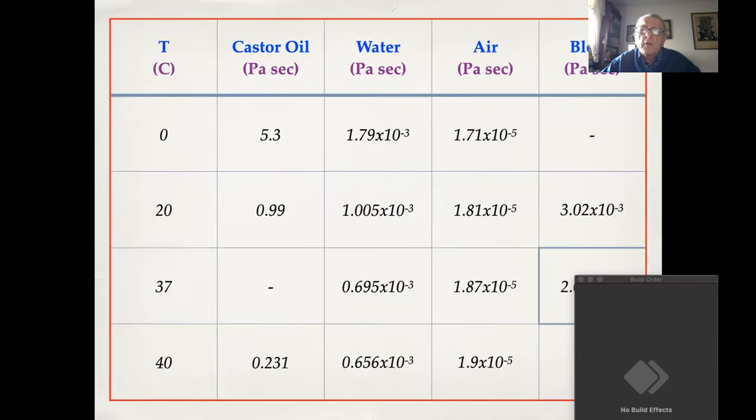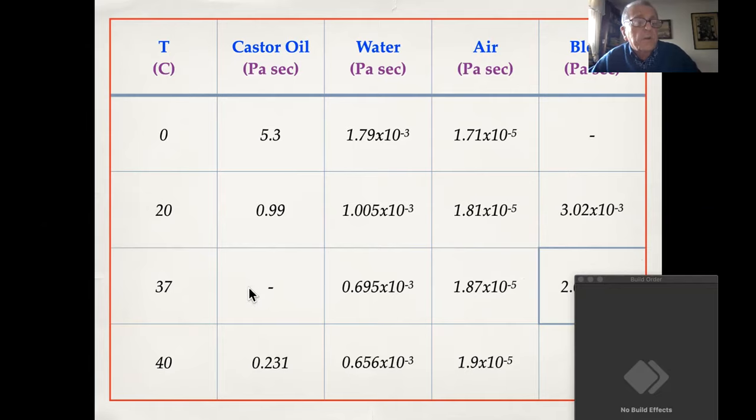This table shows you the values of the viscosity coefficient for different liquids, and they depend on the temperature. So we have here the coefficients for castor oil, water, air, and blood. And as you see, they change with the temperature. For some reason, I didn't have the value of the blood viscosity coefficient at 40 degrees Celsius. We are in most cases already dead, and so is when our blood will be at 0 degrees Celsius. So that's why these two points are missing.